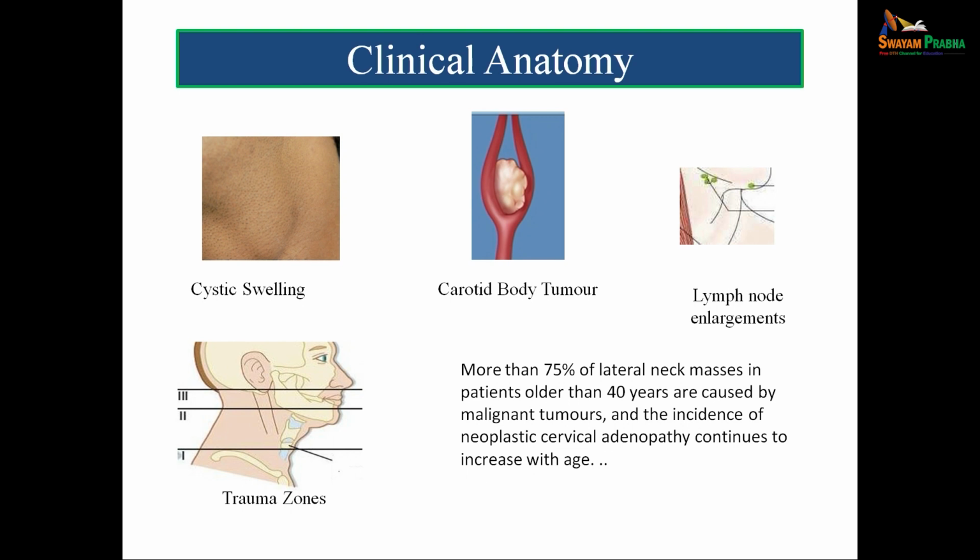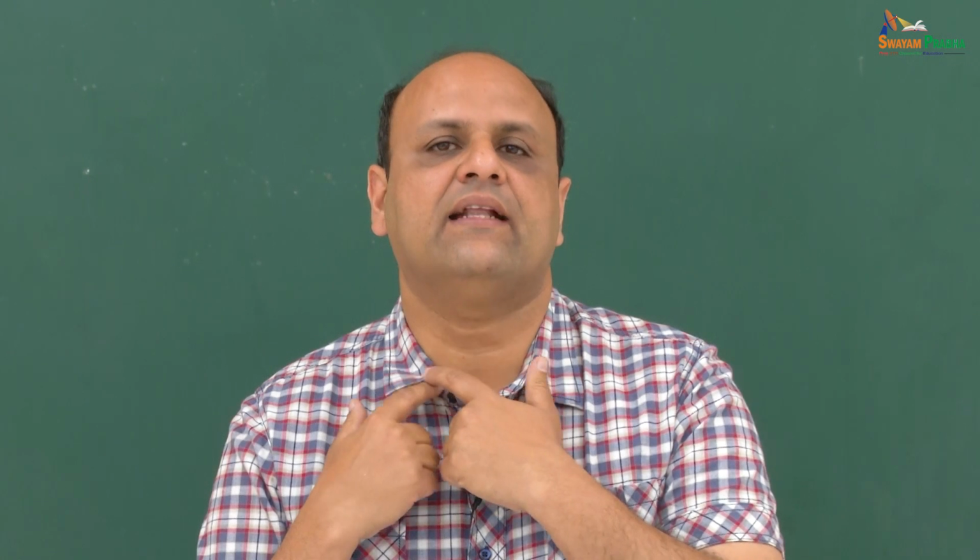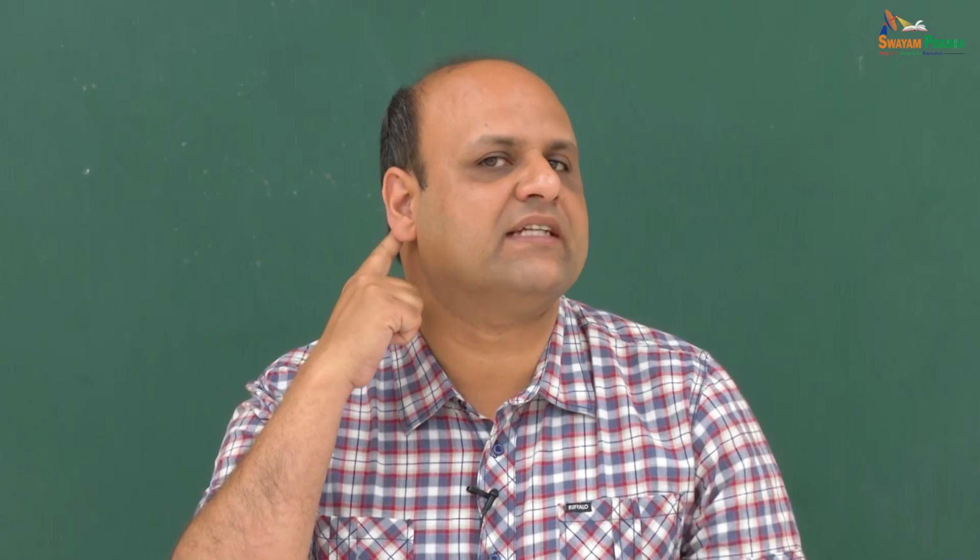So, the neck is divided arbitrarily into two triangles. One is the anterior triangle and the other is the posterior triangle. The line of demarcation is essentially a muscle called sternocleidomastoid. As the name of the muscle itself indicates, it arises from the sternum and the clavicle, and this muscle goes and gets attached to the mastoid process.